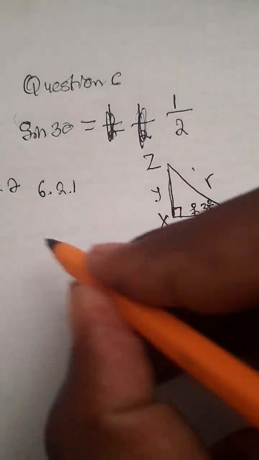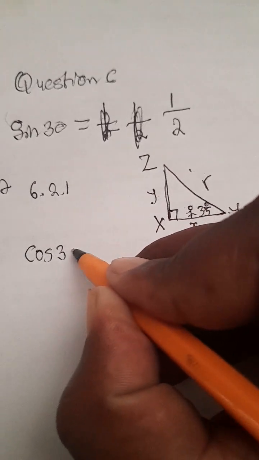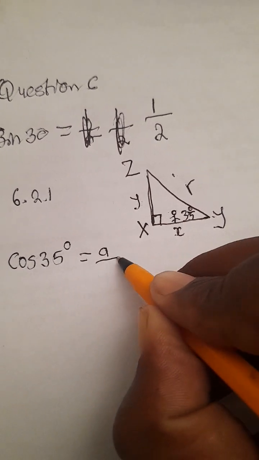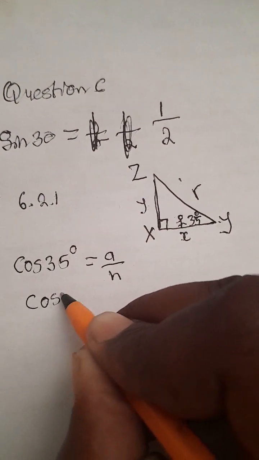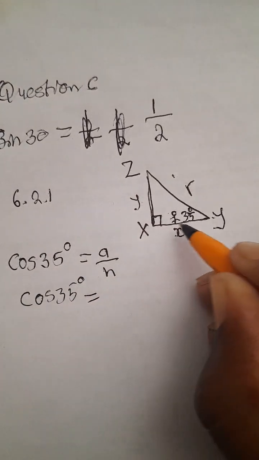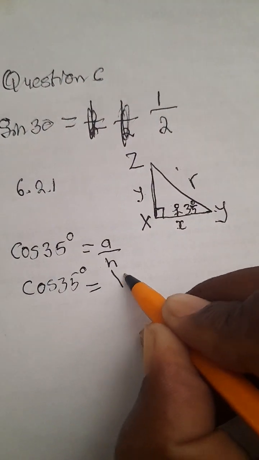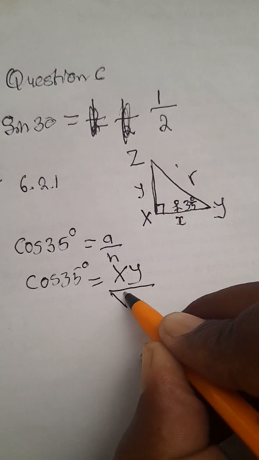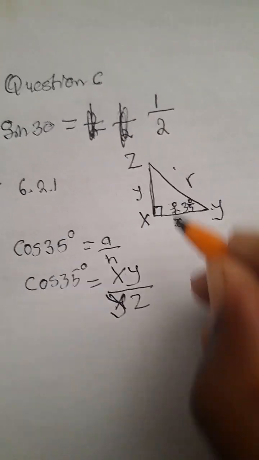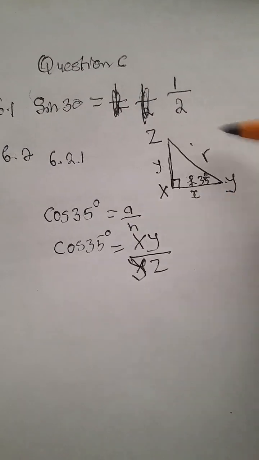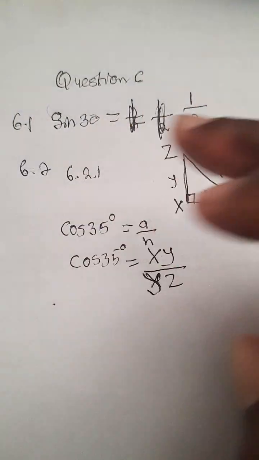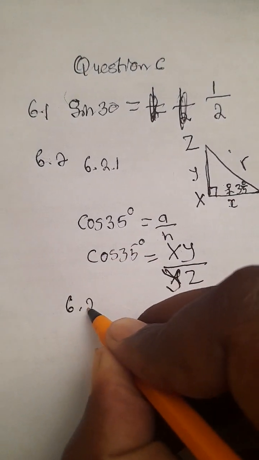So we are looking for cos 35 degrees. That will be adjacent over hypotenuse. Your adjacent, they said in terms of sides, is XY. Then the hypotenuse, the longest side, is YZ. Sorry for that, YZ. So that's how it should be, right? That's how you should name it, that's how you should answer questions in that manner. That was 2 marks for each. So we go to 6.2.2.